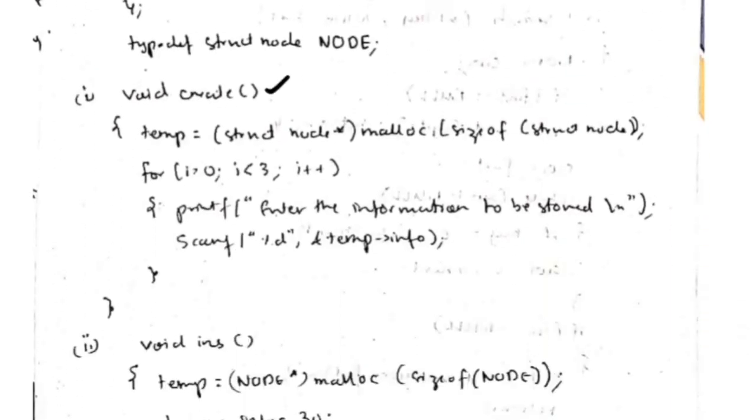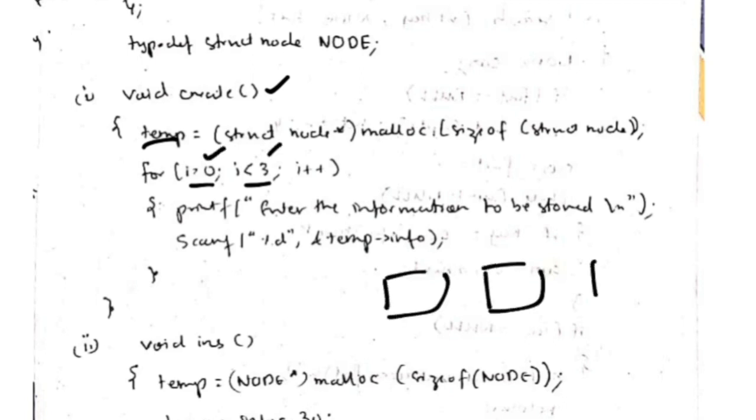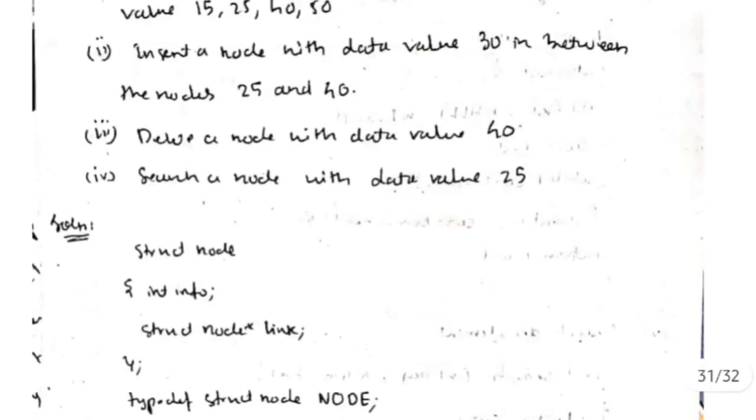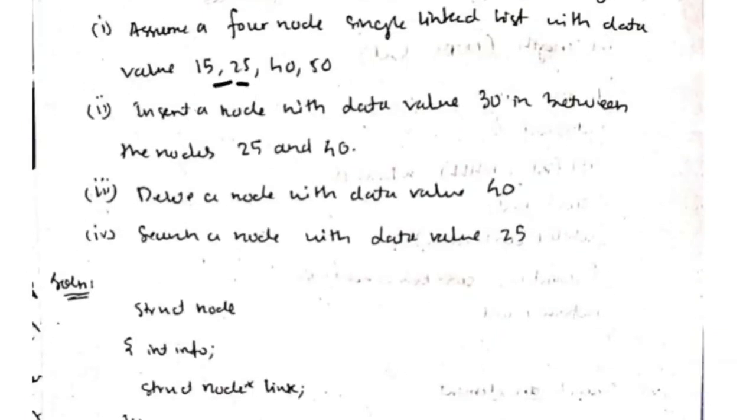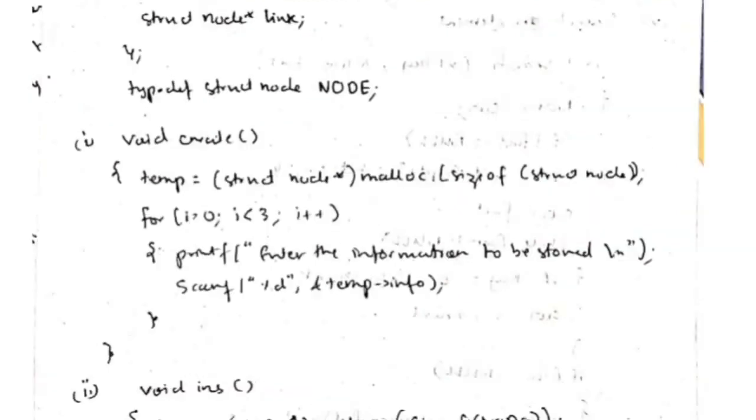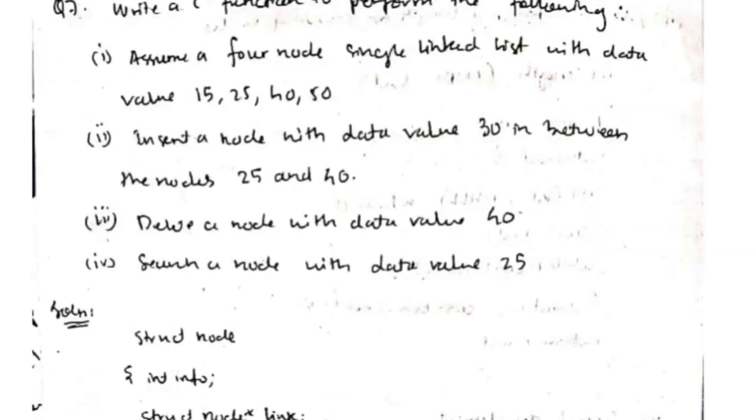In this function first we will create a memory allocation and we will use a for loop. In the for loop we will travel from 0 to 3, meaning we have 4 nodes here, each traveled one by one, and we will ask the user to enter the information, which means the user will enter the numbers asked in the question, 15, 25, 40 and 50, at each iteration. That will create the list with the values 15, 25, 40 and 50.